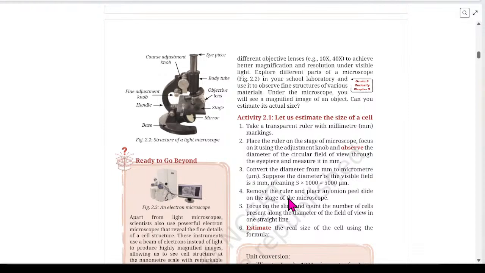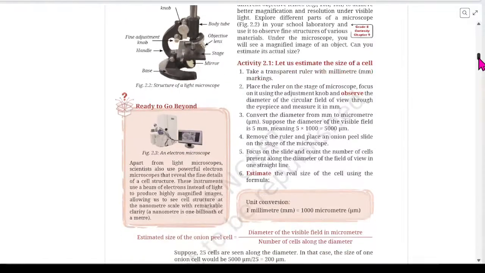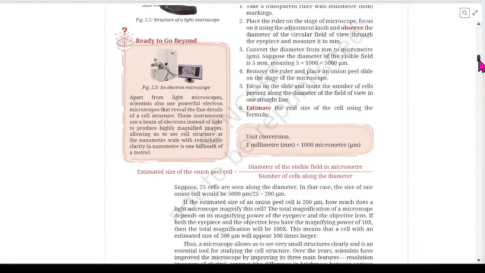Remove the ruler and place an onion peel slide on the stage of the microscope. Focus on the slide and count the number of cells present along the diameter of the field of view in one straight line. Estimate the real size of the cell using the formula. Unit conversion: 1 millimeter is equal to 1000 micrometer, and the formula that you need to put is: estimated size of the onion peel cell will be equal to the diameter of the visible field in micrometer divided by the number of cells along the diameter.